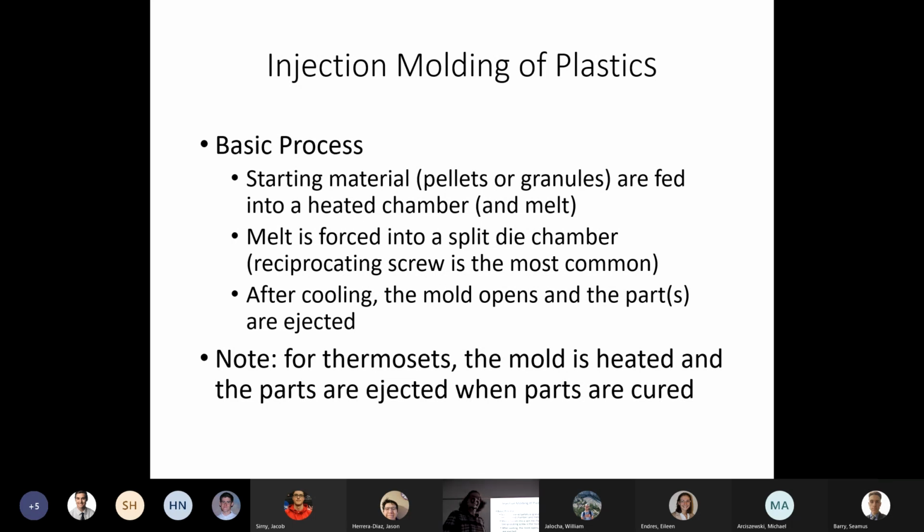So tomorrow we are going to talk about injection molding, and we will probably also get to blow molding, thermoforming, and rotational molding, or at least start those as well.